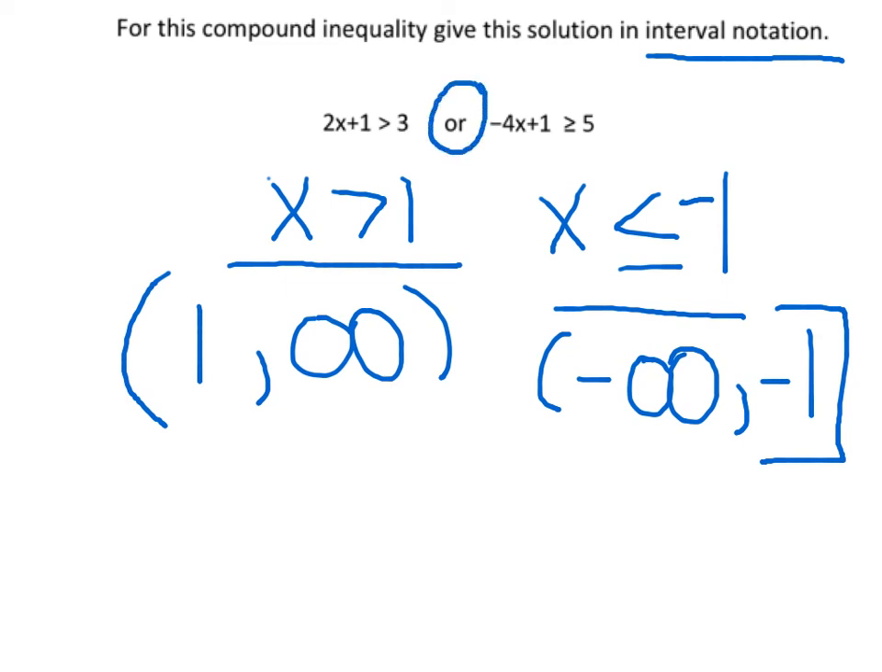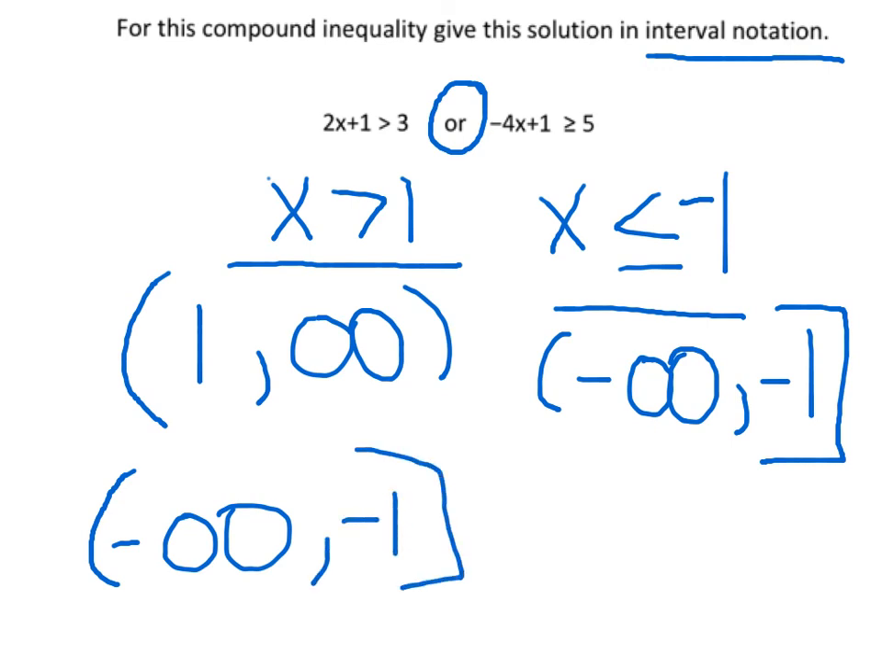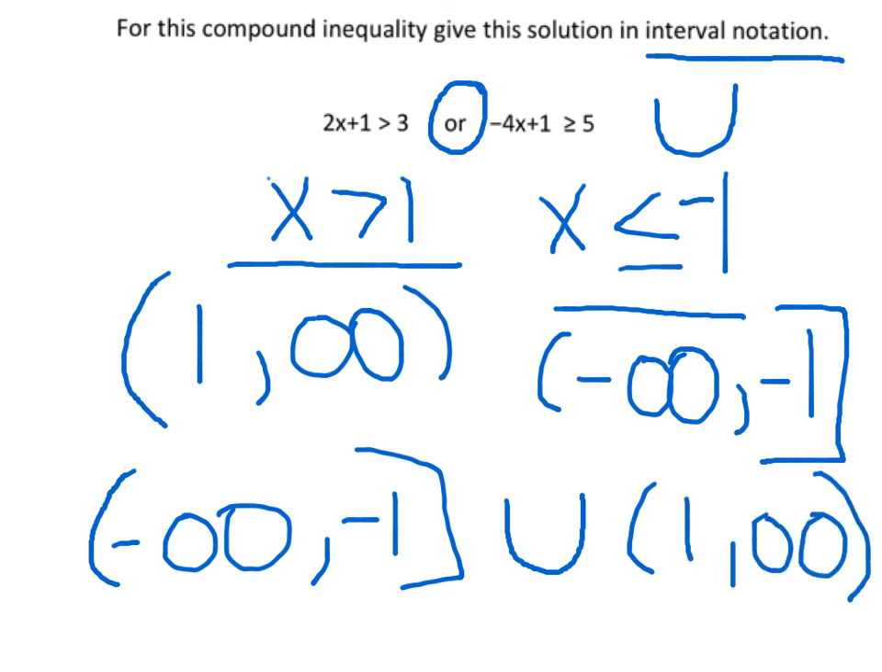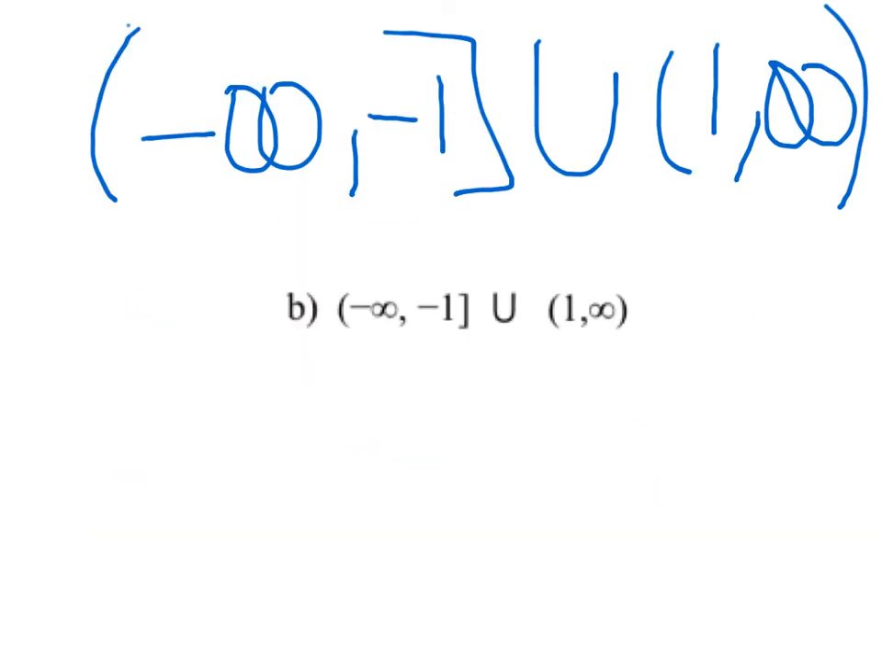Now that we have our two inequalities written in interval notation, we are just missing one key point. Our solutions have an or in between them, so we need to rearrange them and write them in order. So our final answer should look like: parenthesis, negative infinity to negative 1 bracket, and since or means we use the union symbol, we're going to stick the union symbol in, and then we are going to write our next interval, 1 to infinity. And that should be our final answer. As you can see, our answer matches letter B.